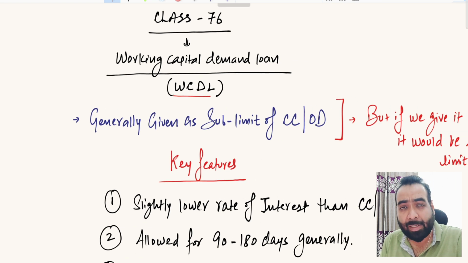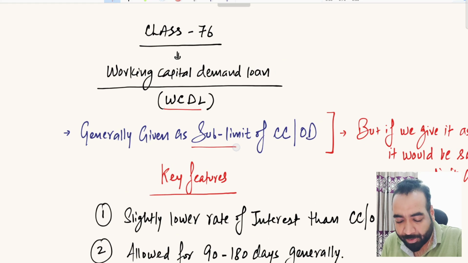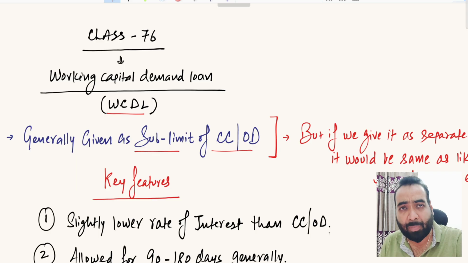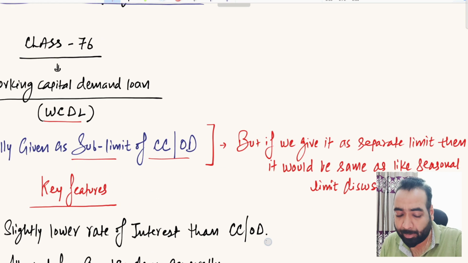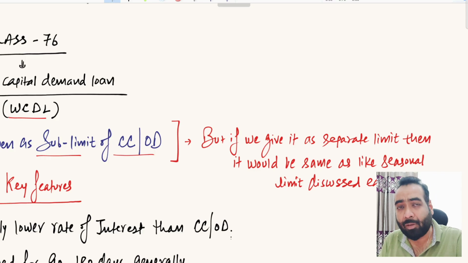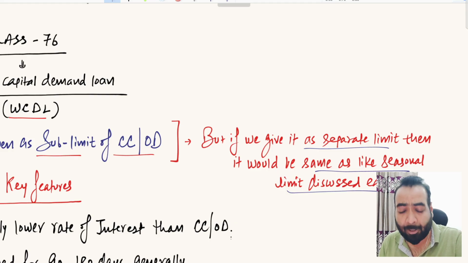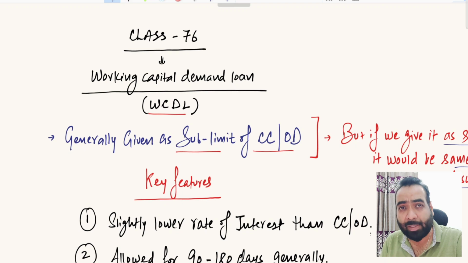So this WCDL is generally, not always, generally given as a sub limit of cash credit or overdraft limit, right? But it can be given as a separate facility also, separate limit also. If it is given as a separate limit, then it functions more like the seasonal limit concept that we have discussed in the previous video. So I am not going to explain the concept of seasonal limit again. So remember, if WCDL is given as a separate limit, then it works more or less like a seasonal limit, right?